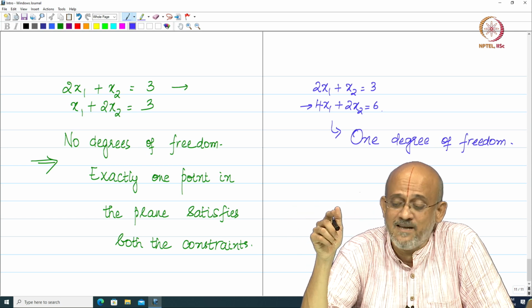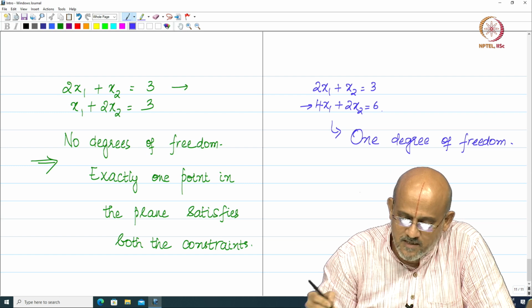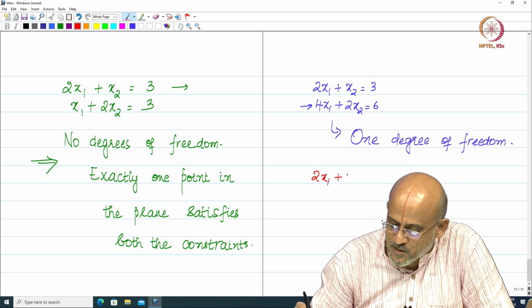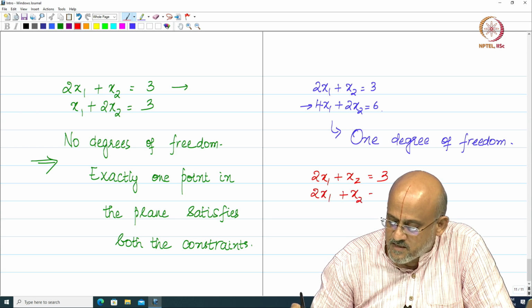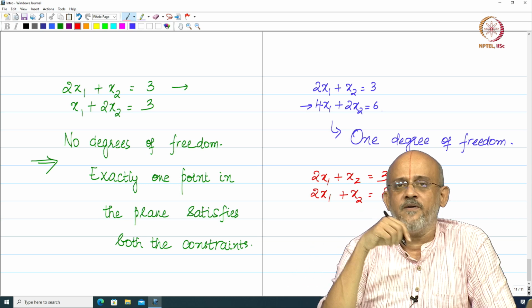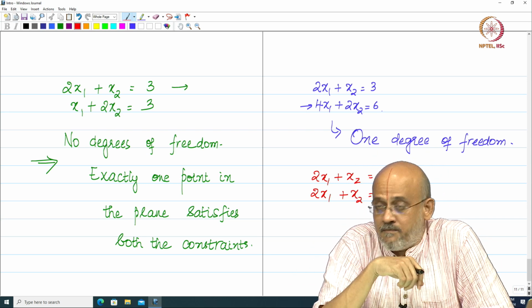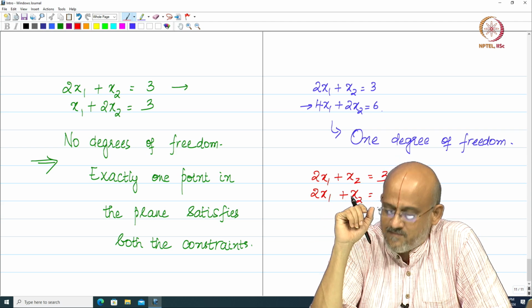No, that is exactly what our third example of inconsistency told us. What is that? The inconsistent system where we had 2x1 plus x2 is equal to 3 and the second constraint was 2x1 plus x2 is equal to 8. You have two constraints here, but both the constraints can never be met simultaneously. Is that right?